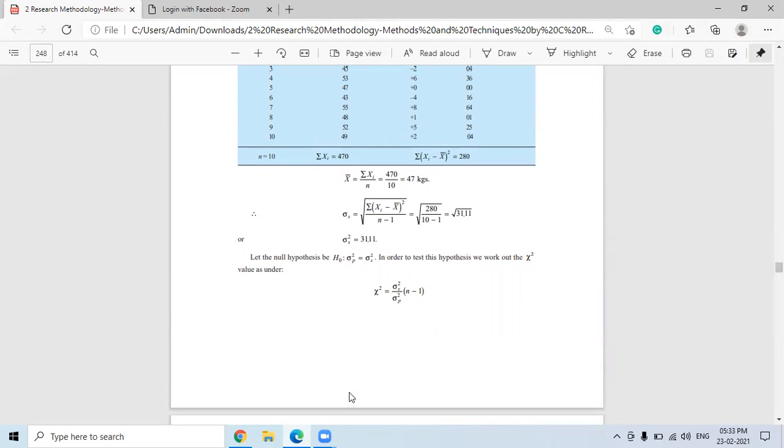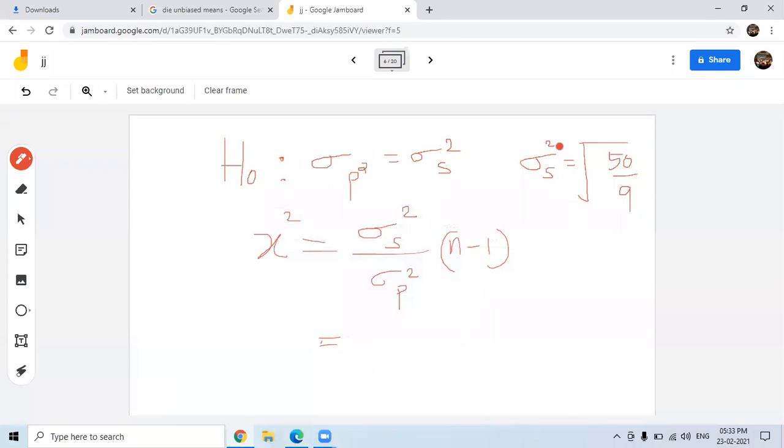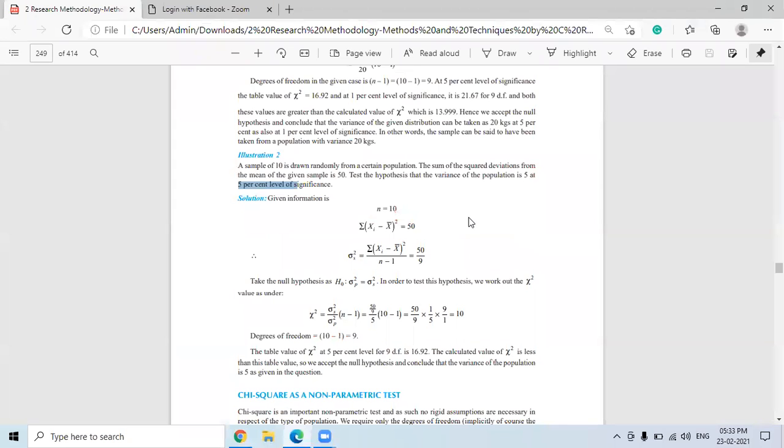Sorry, sigma s square is equal to 50 by 9. So that is equal to, we can write here, 50 by 9 divided by sigma p. What is sigma p? Sigma p is given as 5, the variance of the population. So that is equal to 5.